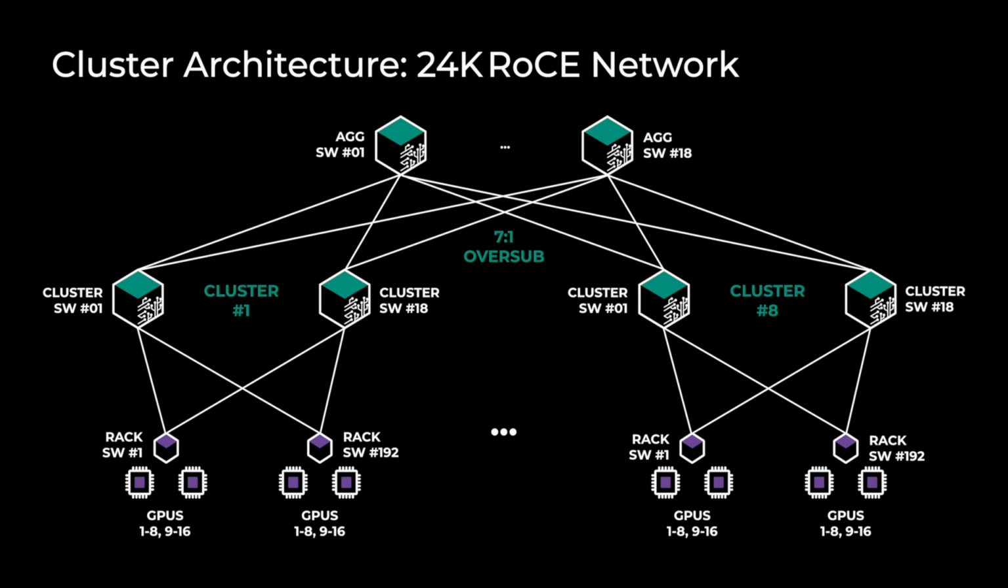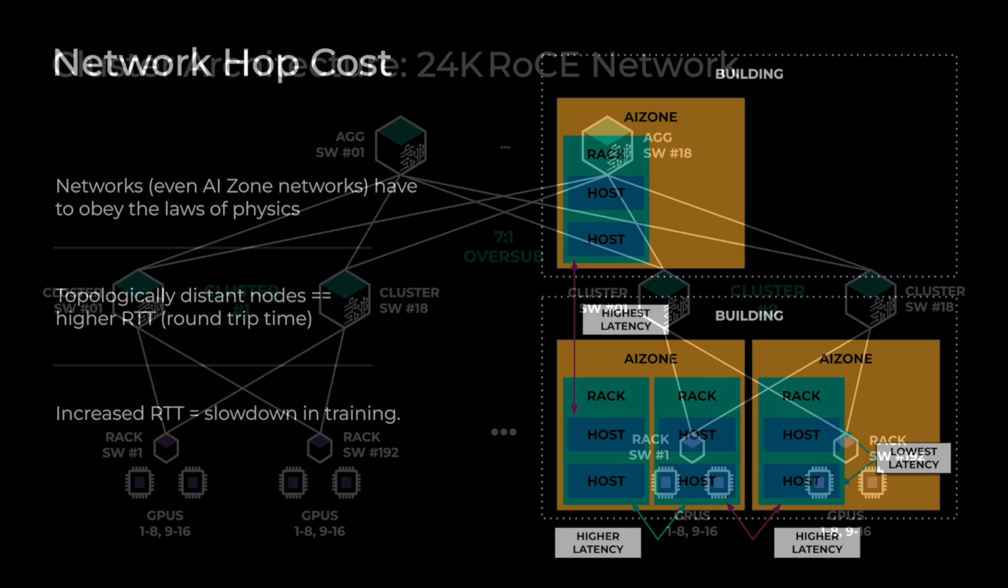So earlier, we had talked about how we had built a 24K GPU network last year at Meta. The cost of communication between GPUs in such a large network goes up the further away in the network topology the GPUs are located. For example, GPUs that are located on the same rack will communicate with each other a lot faster than GPUs that are, for example, located in different buildings.